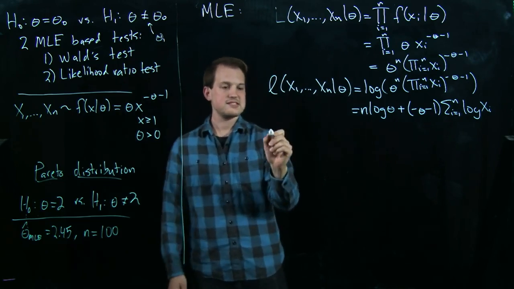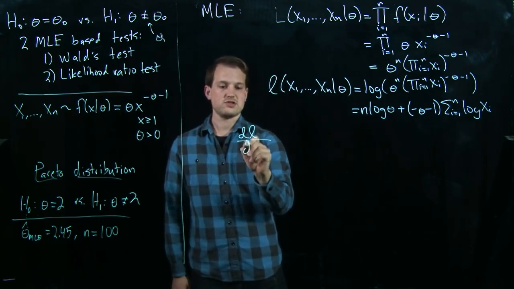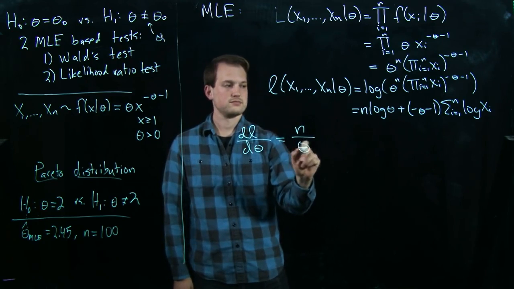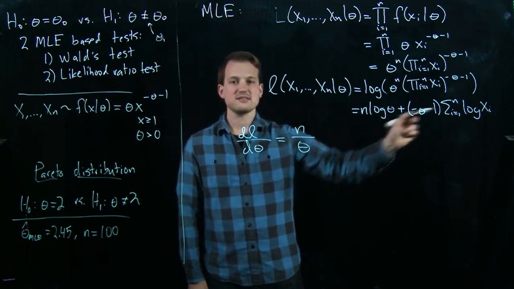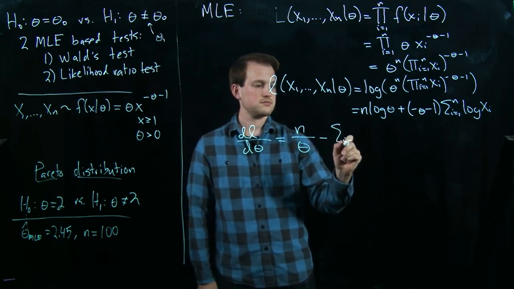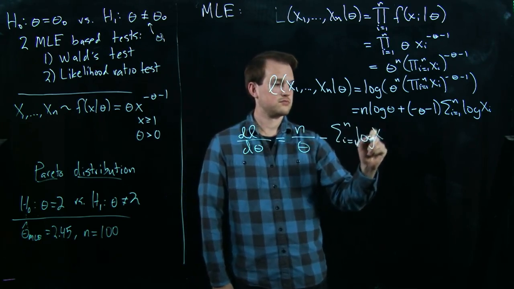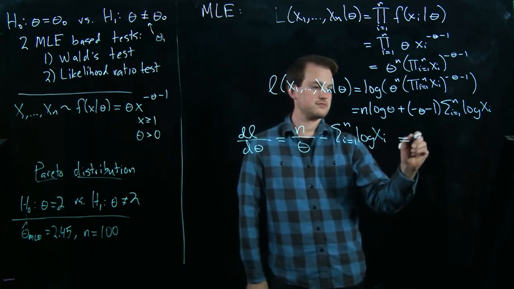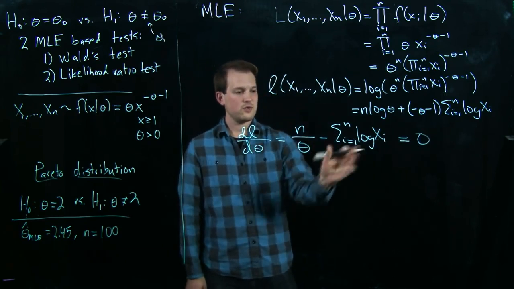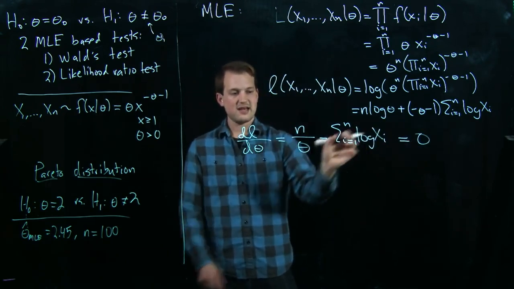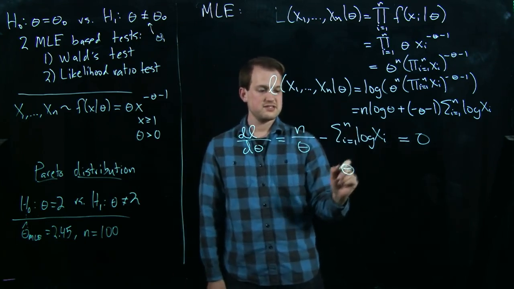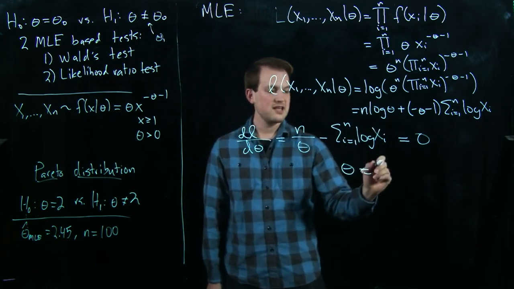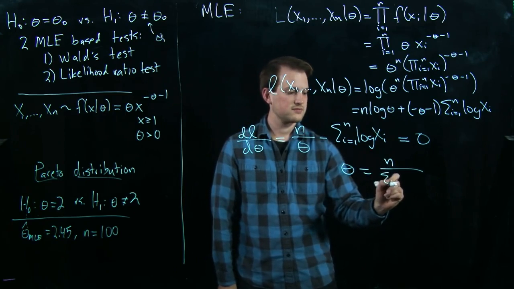Now let's take a derivative and set it equal to 0. So the derivative of L with respect to theta will just be n over theta. And then from here we get a minus sum of the logs. Right? And we want to set this equal to 0 and solve for theta. So if we set this equal to 0, we can add the log to this side, multiply by theta and divide by the log. Right? This is just algebra. You'll find that the stationary point of this function will be at theta equals n over the sum of the logs.